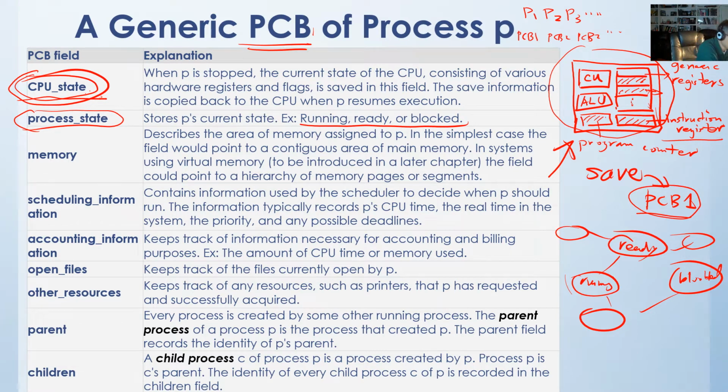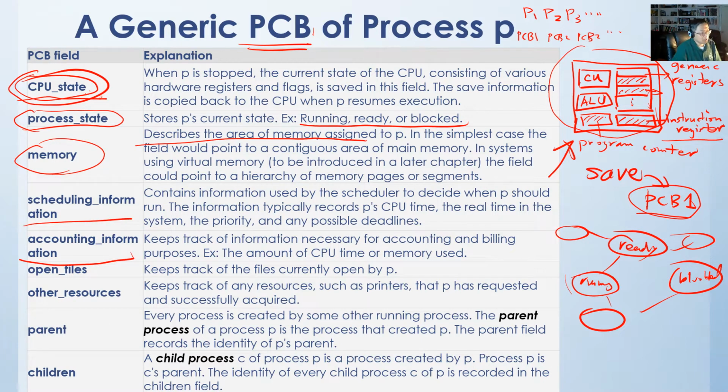And the memory basically describes the area of memory assigned to the process. When a process is running, it may create various different things, some other data, temporary data. These things are not saved in the same location. It could actually be distributed all over the place. So that field stores the memory information, and then the scheduling information, accounting information.